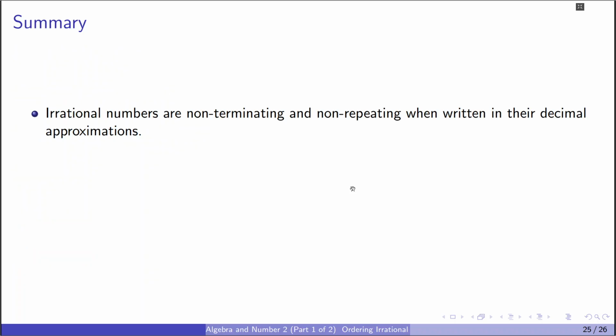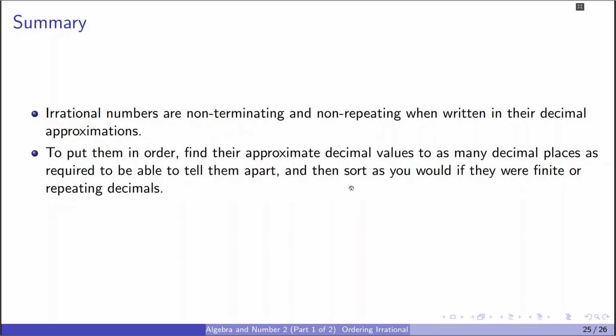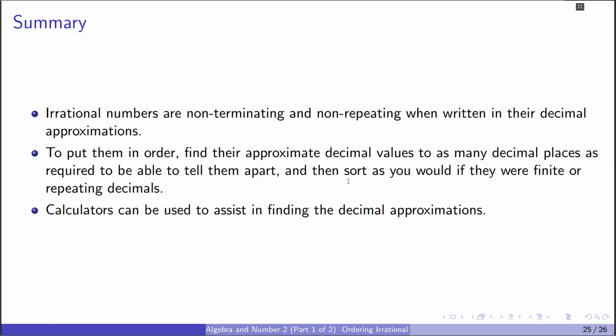In summary, irrational numbers are non-terminating and non-repeating when written in their decimal approximations. To put them in order, we find the approximate decimal values to as many decimal places as required, just to tell them apart. And then you sort them like the decimal places only went that far and then terminated. Calculators can be used to assist in finding these decimal approximations. This is one of the skills where that tech is expected in our curricular outcomes.